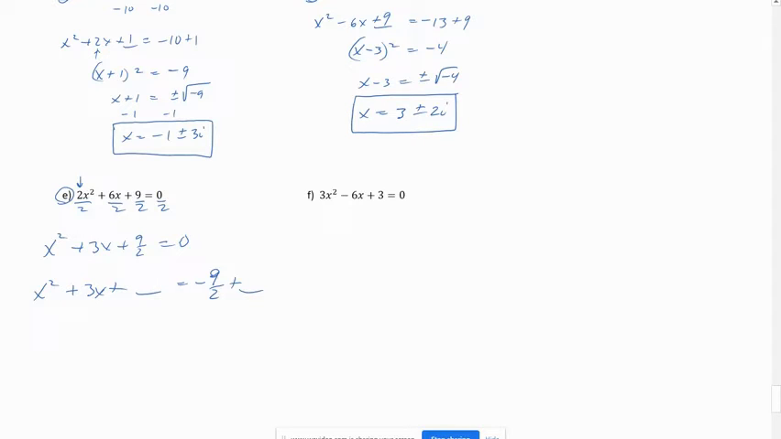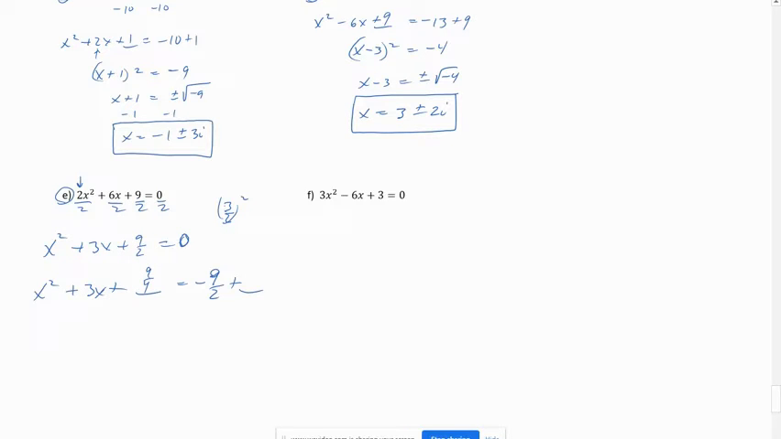And so if we take half of 3, that's 3/2. And by the way, I'm going to do this in fractions, even though a lot of people are more comfortable with decimals. When you're completing the square, this is one situation where fractions are actually easier. You'll see why in just a second. So if I take half of 3, that's 3/2, and then I'm going to square that. And so 3/2 squared is just 9/4.